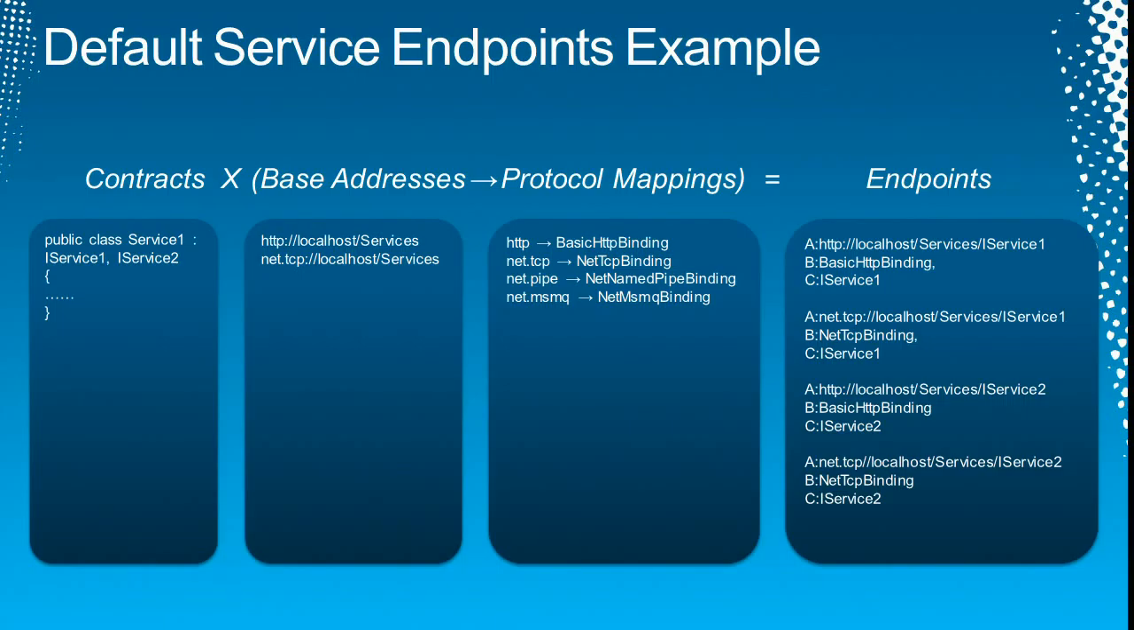So maybe let me go over this. I have two contracts, so I should get an endpoint for each contract, right? That would make sense. I want to expose the functionality. But I also have two base addresses. That means I have two protocols that I want my service exposed over. So it's actually the product of those two. I get each of my contracts exposed over each of the protocols enabled for my service. I have a protocol mapping for each of the base address protocols, so I should get one for each one. So you get 4 endpoints, 2 contracts, each exposed over 2 protocols. Make sense?